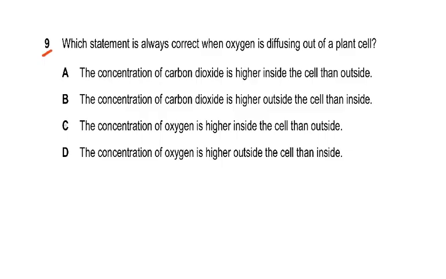Then question number 9, which statement is always correct when oxygen is diffusing out of a plant cell? So if it is out of a plant cell, the concentration has to be higher inside the cell than outside. So that is why the answer was C. The others are all wrong.